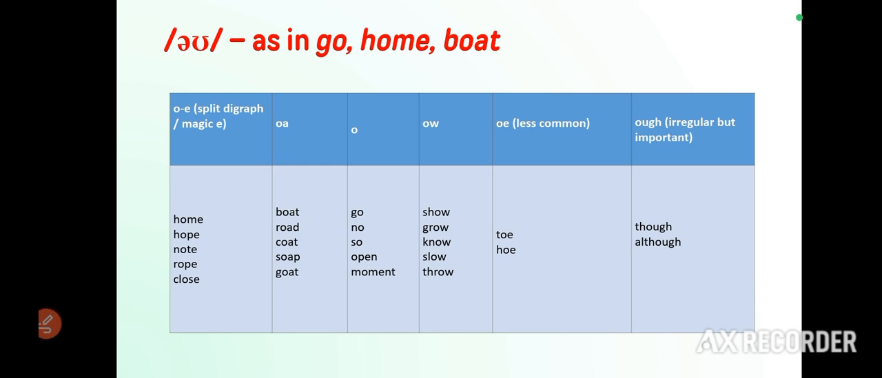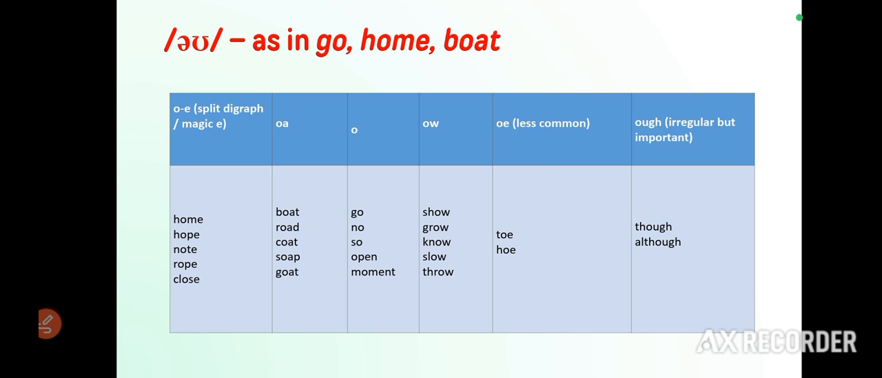This sound is O. Now this is a schwa sound. I'll repeat again. This is a schwa sound. There's a combination of the schwa sound and the U sound. So it's going to be U. So it is O, as in go, home, boat.